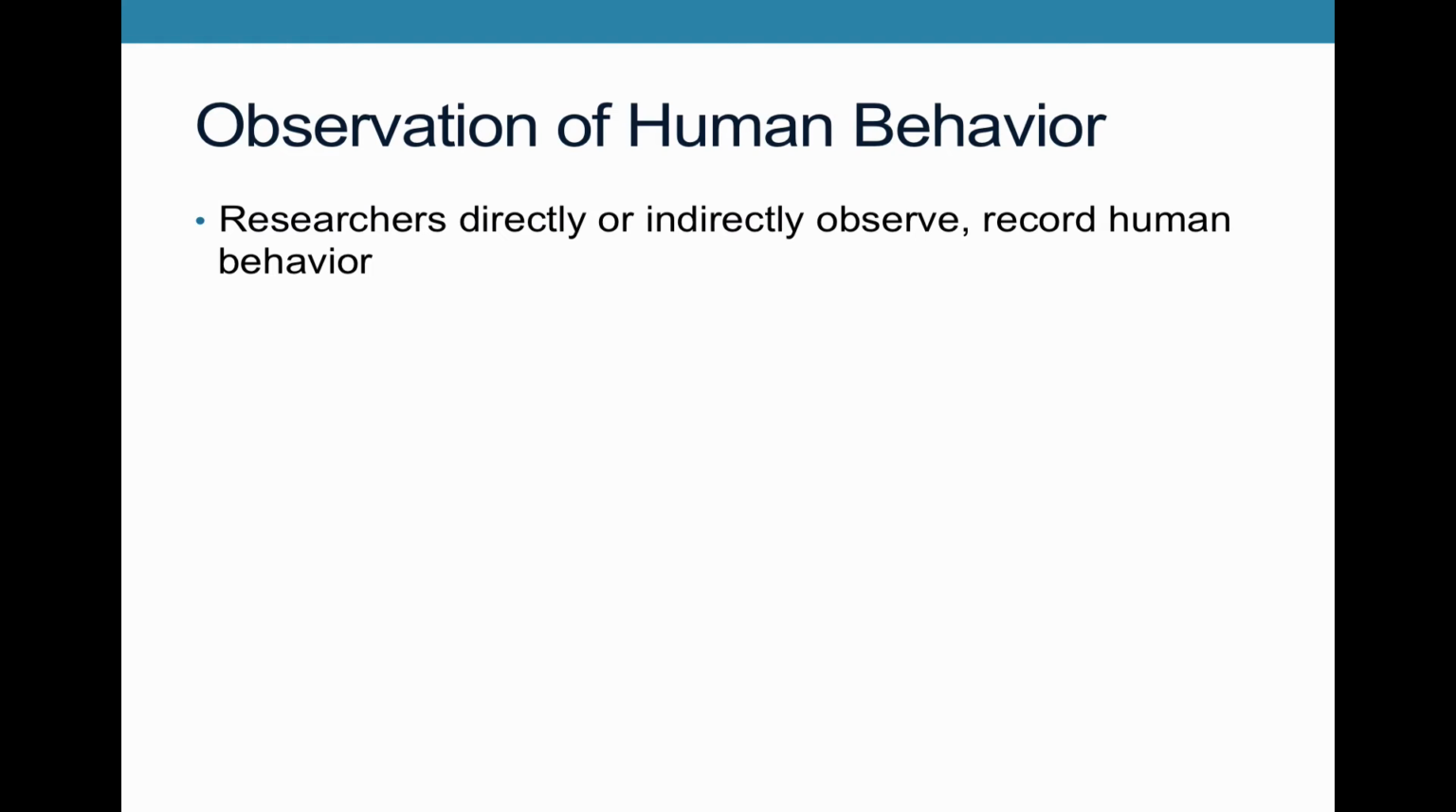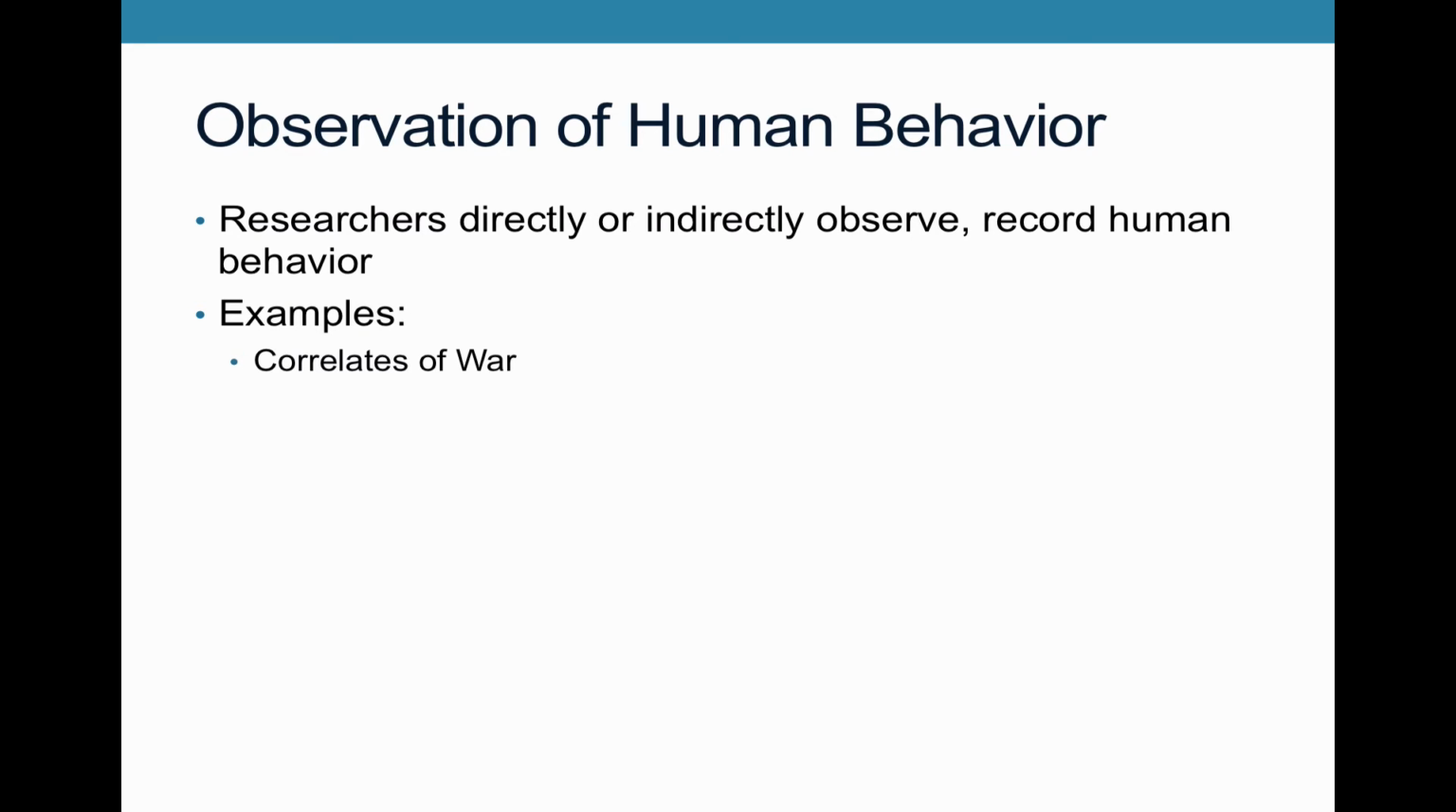Directly would be if the researcher is watching the respondent, say in an experiment, or indirectly would be if you just have some sort of record of what people did, and then you take this behavior and code it and put it into a data set. It might sound a little abstract, but when you go through the examples, you'll see that this is everywhere.